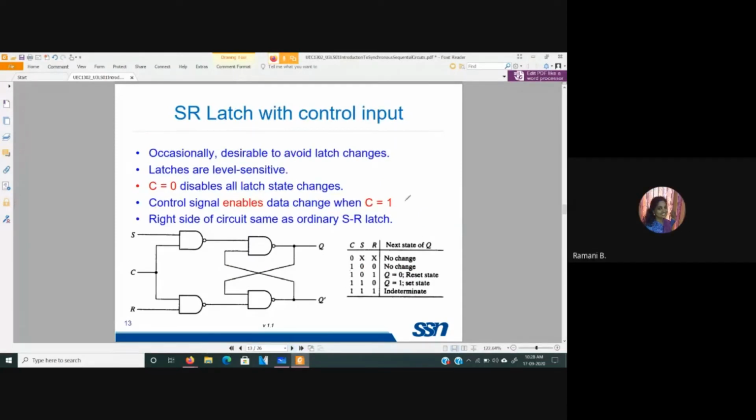Next. So till now, with both NOR and NAND gate implementation of this SR latch, we didn't have any control input. Now we shall see if we are going to have a control input, because this will help us in understanding the flip-flop operation. So we shall see this latch with control input. To avoid the unnecessary changes in the output, we use this control input.